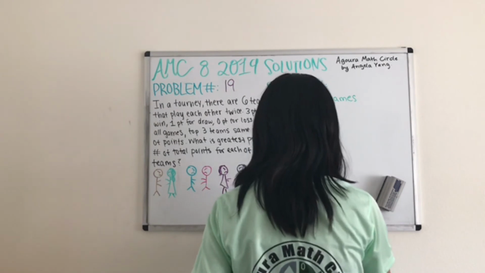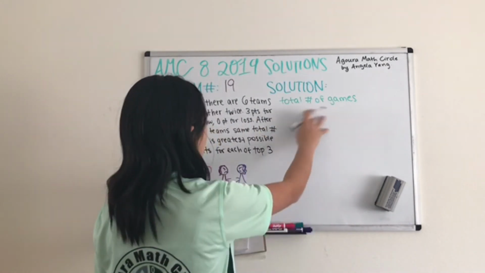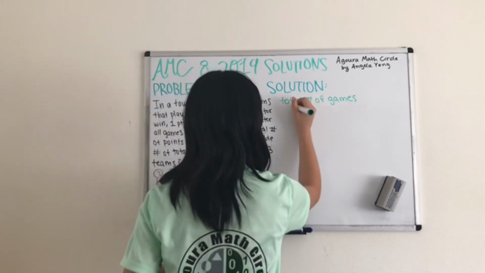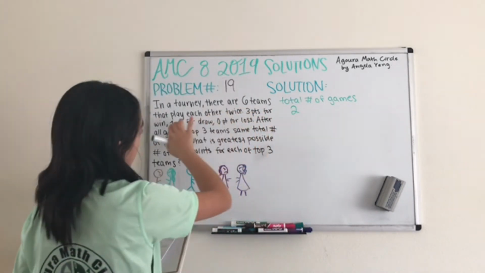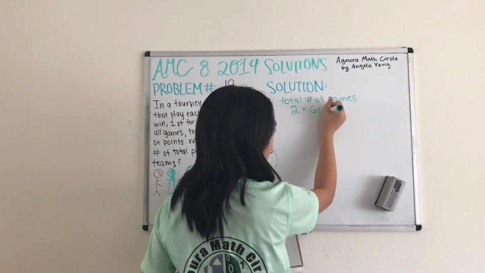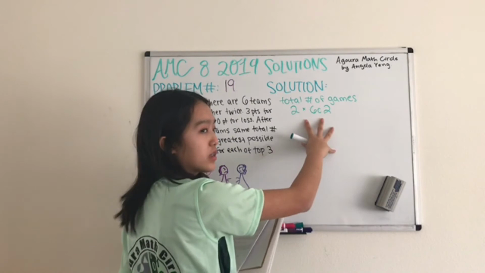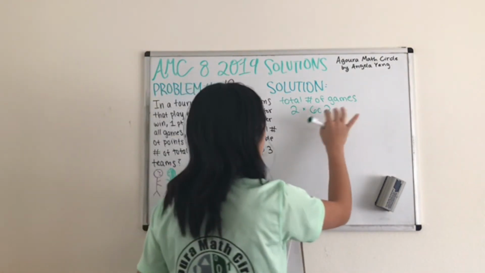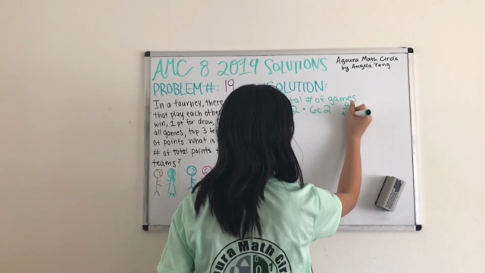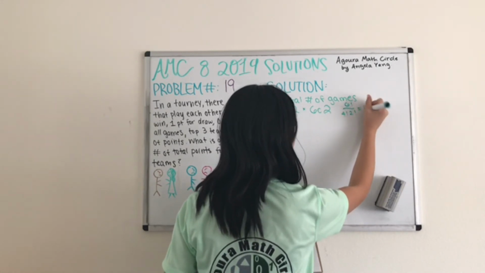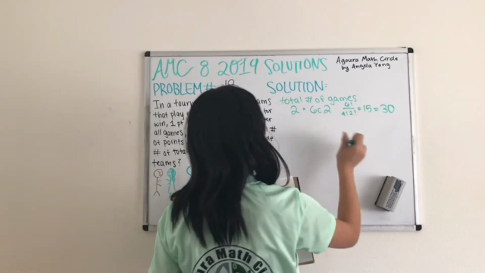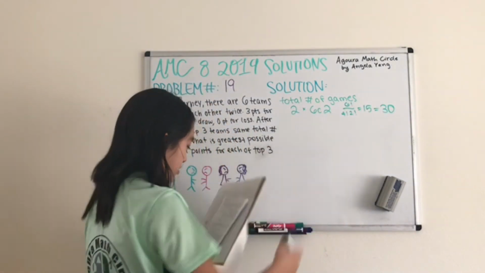So in order to solve this problem, we need to figure out the total number of games that happened. So we do 2, because each team plays each other twice, times 6 choose 2, which is like N choose R, a concept you really need to know for the AMC 8. So 6 choose 2 is 6 factorial over 4 factorial times 2 factorial, which equals 15. And 15 times 2 equals 30. So there are a total of 30 games that happened.